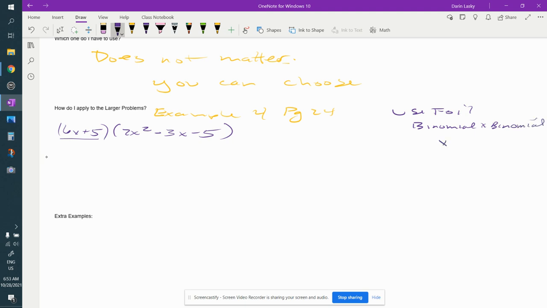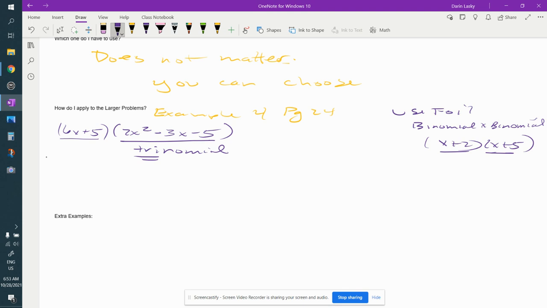In other words, it's got to be like x plus 2 times x plus 3 or 5. So you got to have it look like this. It's got to have two terms in it. This one has 3 terms. So this is called a trinomial. Tri means 3, trinomial.